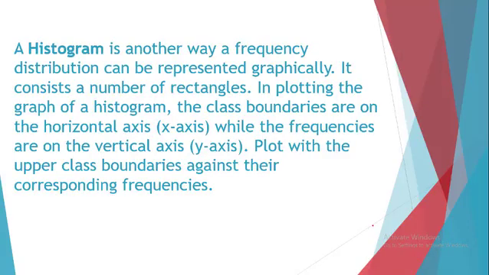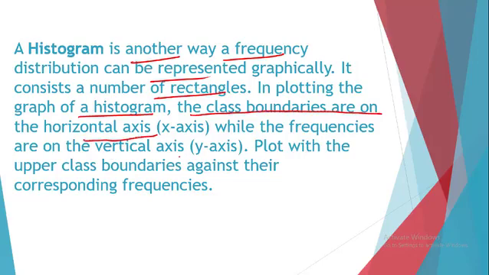Okay, let's start. A histogram is another way a frequency distribution can be represented graphically. It consists of a number of rectangles, and in plotting the graph of a histogram, the class boundaries are on the horizontal axis, that is the x-axis, while the frequencies are on the vertical axis, which is the y-axis. Then we plot the upper class boundaries against their corresponding frequencies.